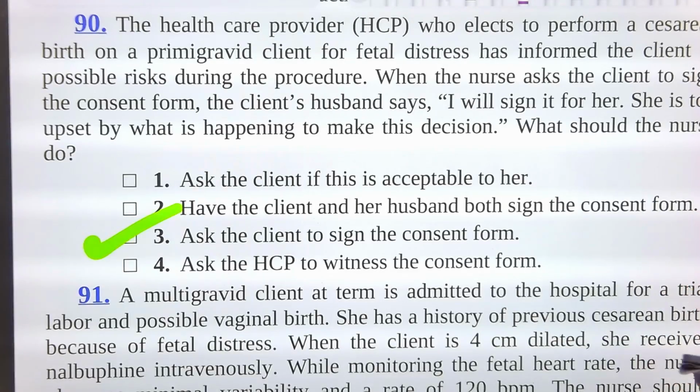आंसर नंबर 3 विल बी द करेक्ट वन. Ask the client to sign the consent. हमको क्लाइंट से ही साइन करवाना है, अगर वो साइन कर सकते हैं. किसी इमरजेंसी के अंदर इफ द क्लाइंट इज नॉट एबल टू साइन द कंसेंट, तब हम उनके फैमिली मेंबर से कंसेंट साइन करा सकते हैं.